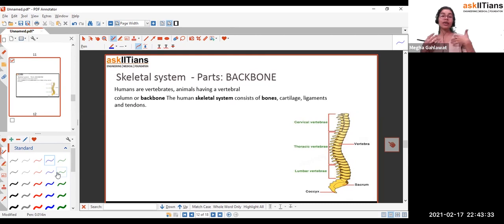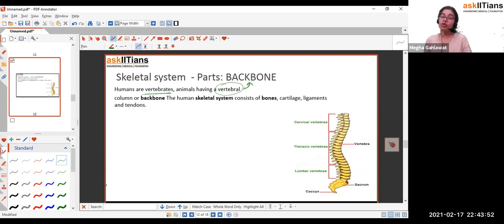So whenever you are going outside, make sure that you're well protected. Make sure that you're doing proper exercises in order to avoid any kind of weakening of your bones. Okay. So humans are vertebrates. Vertebrates are the animals which have a vertebral column, or the animals which have a backbone for that matter.